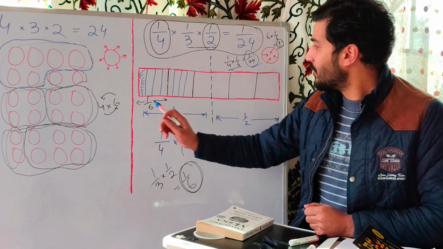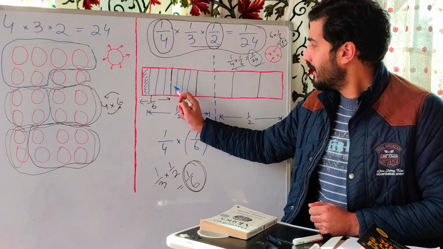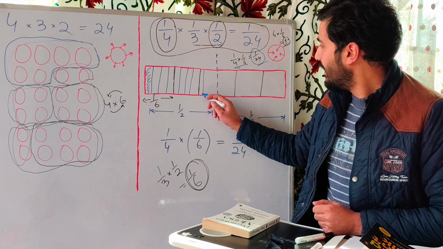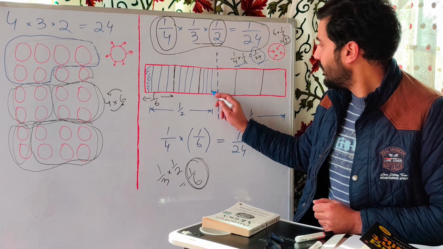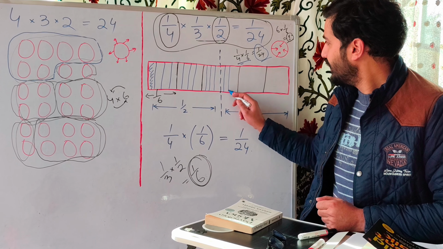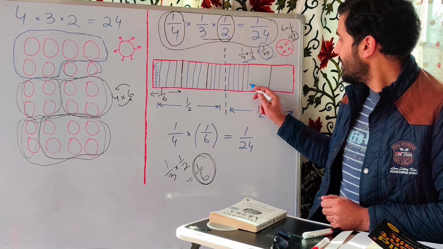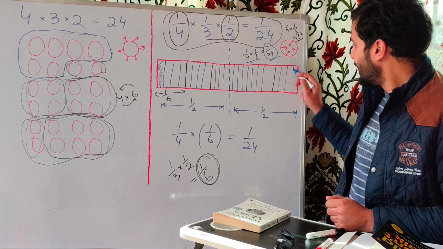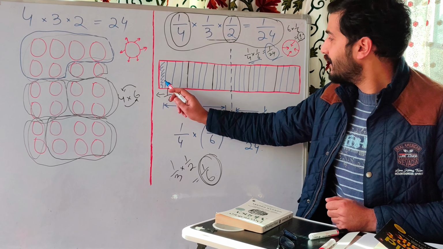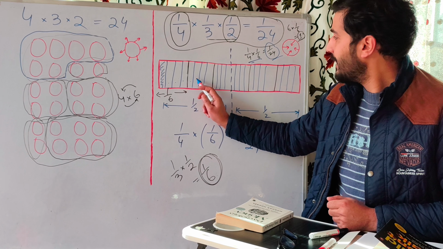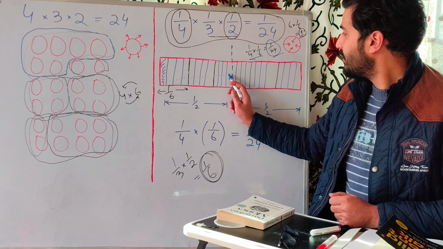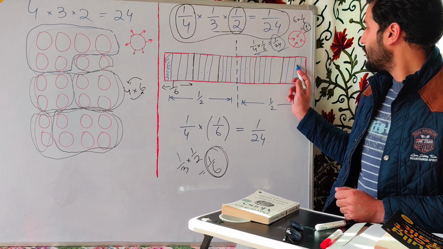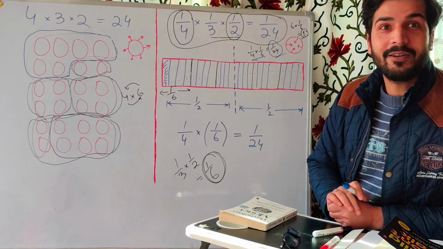Okay. So here we have 4 parts. Again 4 parts. Here again we will do 1, 2, 3 and 4. 1, 2, 3 and 4. 1, 2, 3 and 4. So how many parts are there? 1, 2, 3, 4, 5, 6, 7, 8, 9, 10, 11, 12, 13, 14, 15, 16, 17, 18, 19, 20, 21, 22, 23, 24. So there are 24 parts.